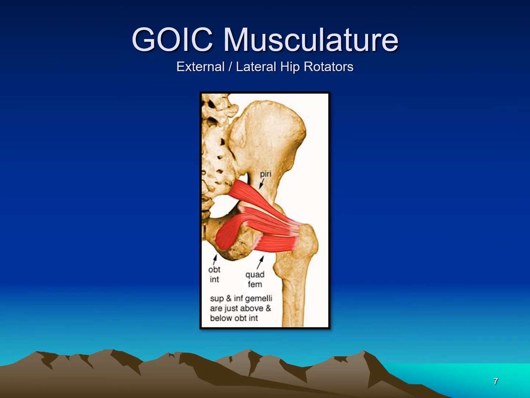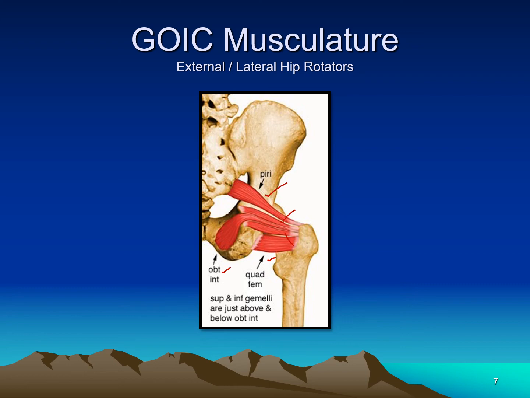Here's a better view of them. We've got, of course, the piriformis right there. We have the quadriceps femoris there. Then we have the obturator internus. And then we have the superior and the inferior gemelli muscles. And that's where the GOIC complex comes from.